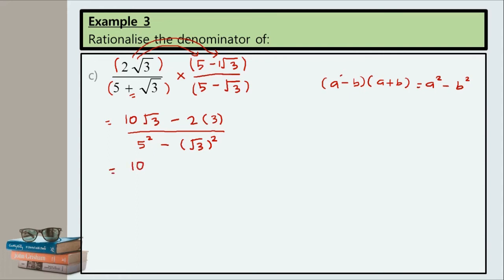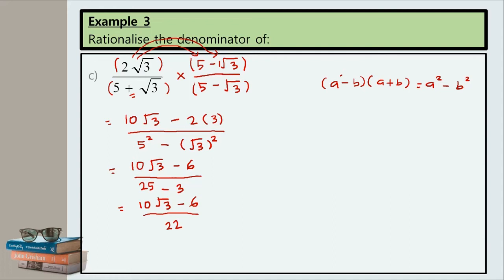And then simplify, we will get 10 surd 3 minus 2 times 3, 6 over 5 squared, 25 minus surd 3 squared, 3. Simplify, kita akan dapat 10 surd 3 minus 6 over 20. 25 minus 3, 22. Okay, here we can still simplify. Why? Because we have 10, 6 and 22. Okay, so how to simplify?